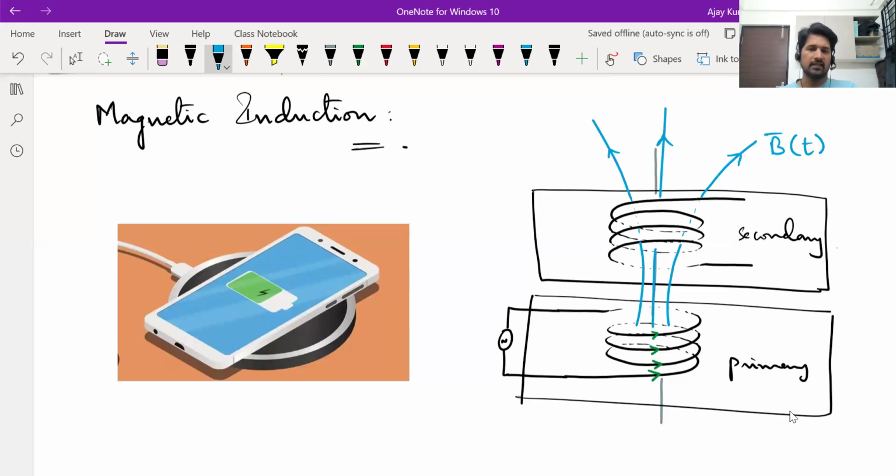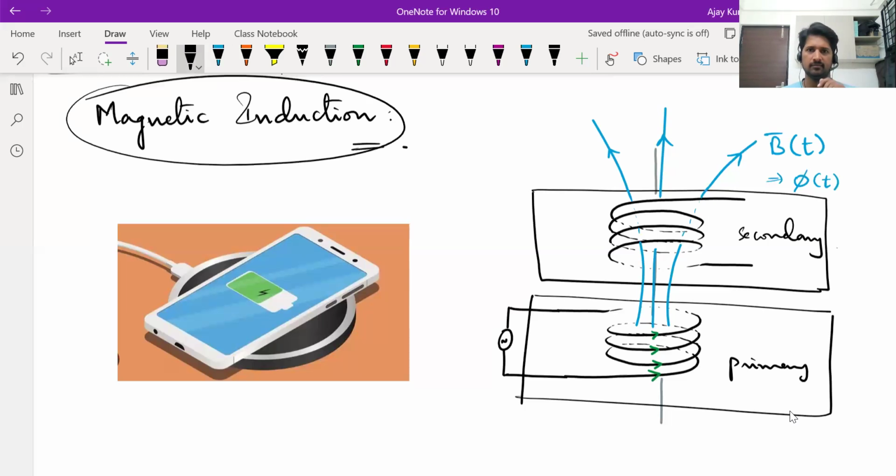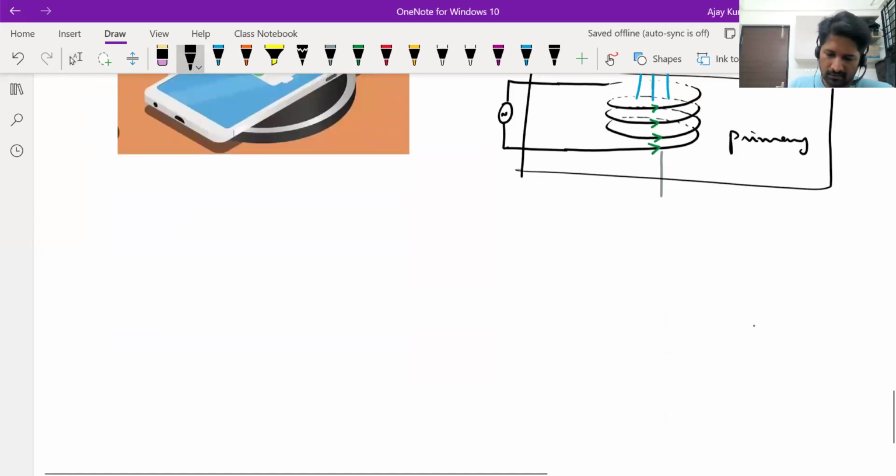Now what is happening in the secondary coil? A variable magnetic field is passing through it. Then it produces a variable flux, a flux that varies with time, which will generate EMF and charge the battery of the mobile phone. So to get an idea of how much flux can produce how much current in a particular coil, we learn about something called inductance of that coil.